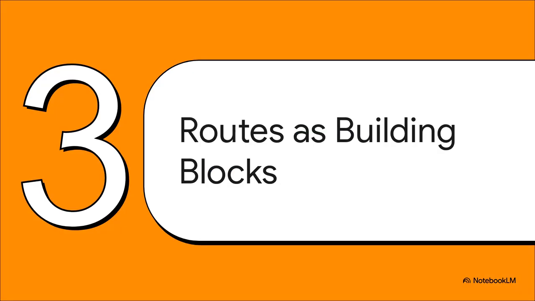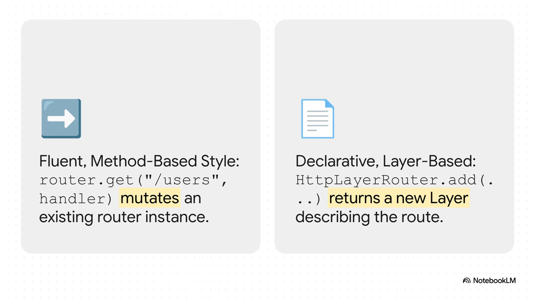Okay, theory is great, but let's make this way more concrete. How does this whole blueprint idea actually work when we're doing the most basic task of a web server, just defining a couple of routes? So take a look at this. On the left, that's what we're all used to. You call .get on a router object and boom, you've just changed that object forever. You've mutated it. But on the right, that HttpLayerRouter.add function, it doesn't change a thing.